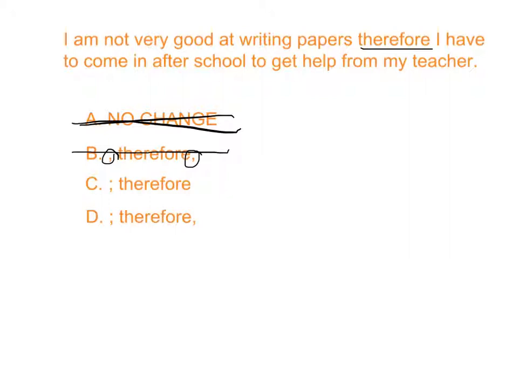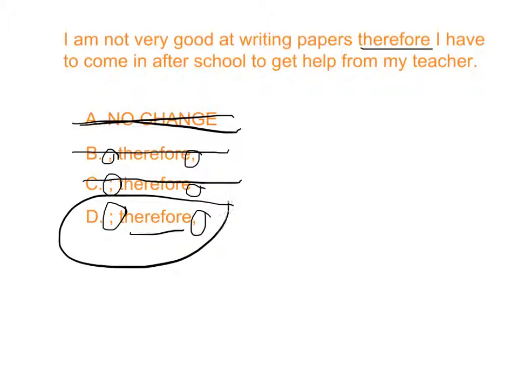We look at letter C, and there is a semicolon in front of the conjunctive adverb where one needs to be. However, we're missing that comma after the conjunctive adverb, so we can cross letter C off. Lastly, we have letter D, and with letter D, we see the semicolon before the conjunctive adverb. Once again, our conjunctive adverb, therefore, and we have the comma at the end, so we know that letter D is the correct answer.